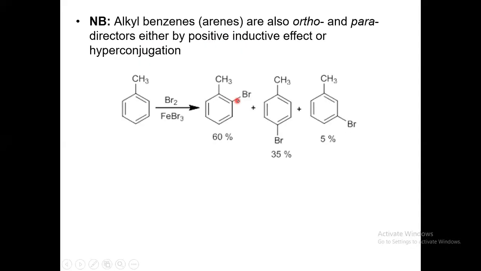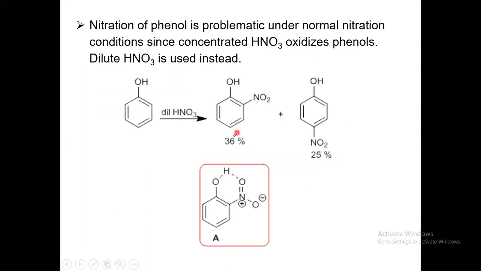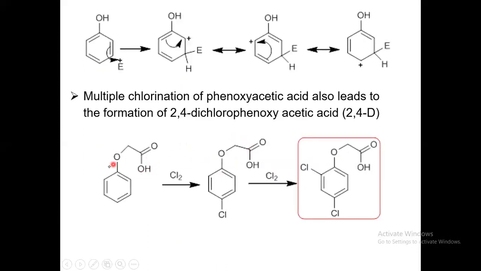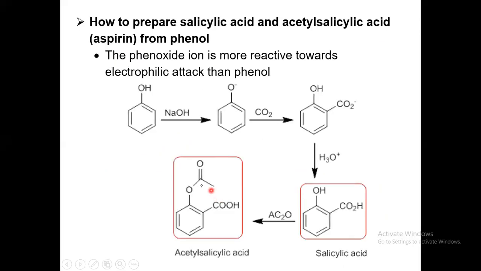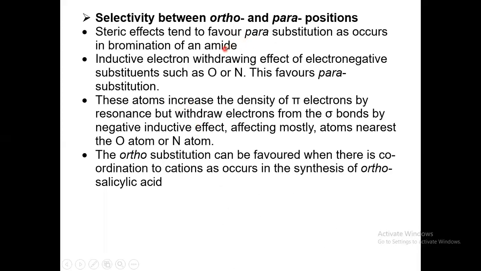where, okay, let me go back and refer us to where the mono. Good. So you realize that in this, because of steric hindrance, para was favored first. So para will be the major because of steric hindrance, obviously. And in most amide bromination, para is favored because of steric hindrance. The amide group is a very bulky group, so para is favored. Now, the inductive electron withdrawing effect of electronegative substituents such as oxygen and nitrogen also favors para.